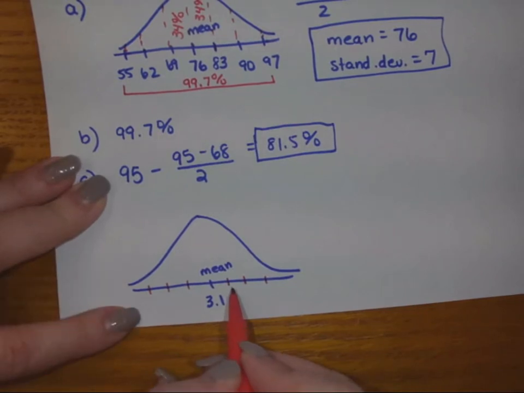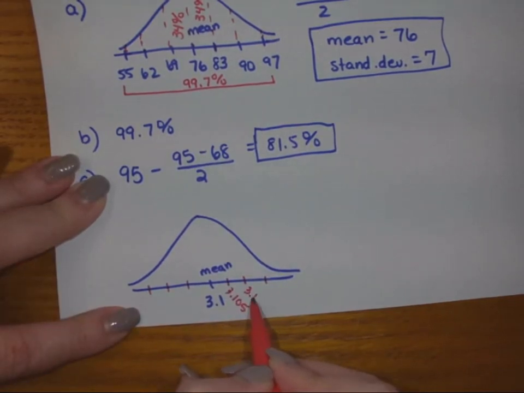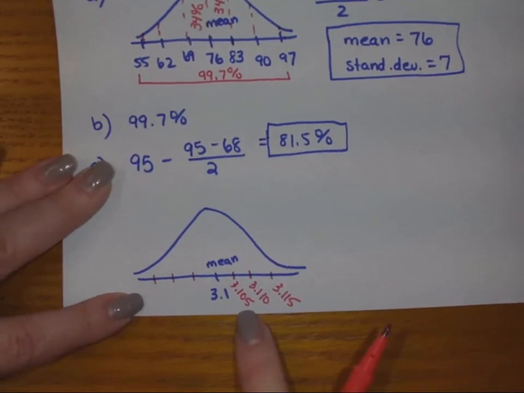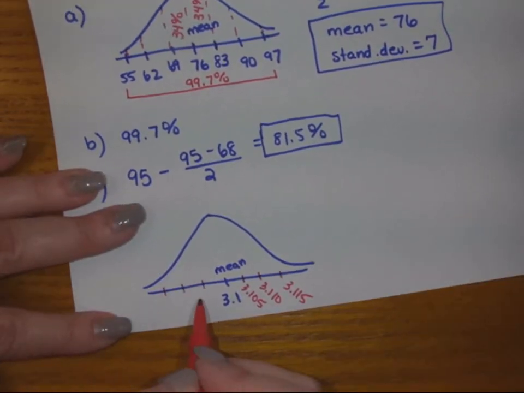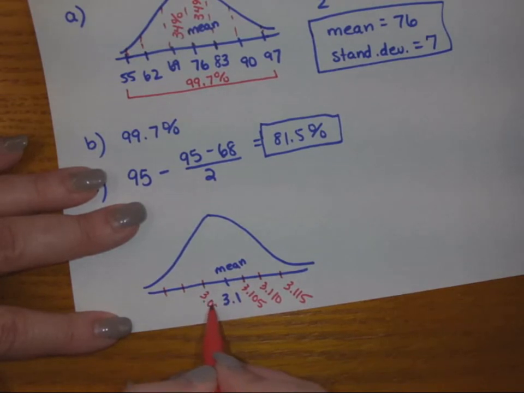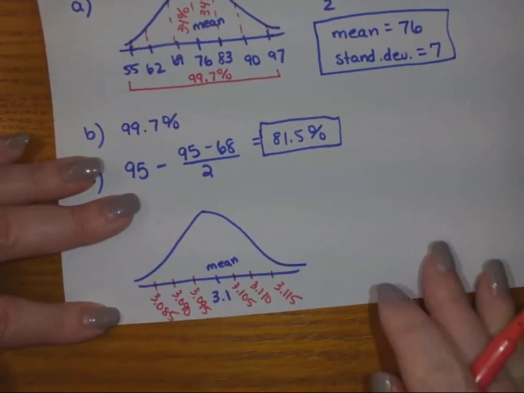So this would be 3.105. This would be 3.110, and this would be 3.115. I got all of these by just adding 0.005 every time. And same thing over here. We will get 3.095 here, 3.090 here, and 3.085 here.